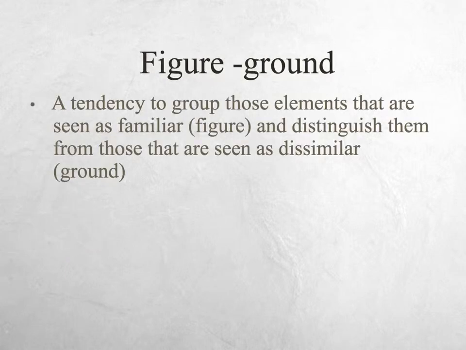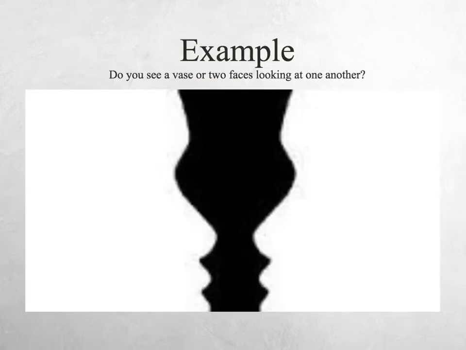Figure ground. A tendency to group those items that are seen as familiar with the figure and distinguish them from those that are seen as dissimilar, so ground. So this is where we get the familiar and dissimilar, figure and ground. So this was in from your book. So what do you see here?